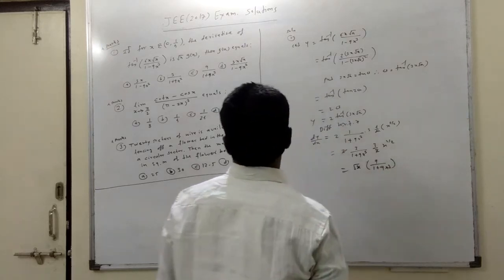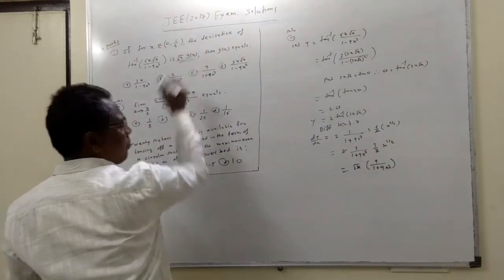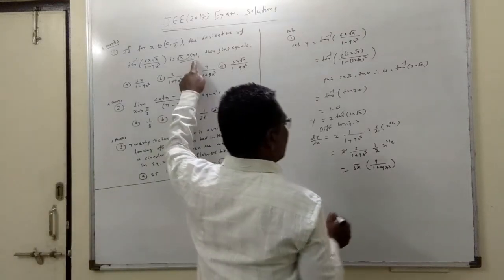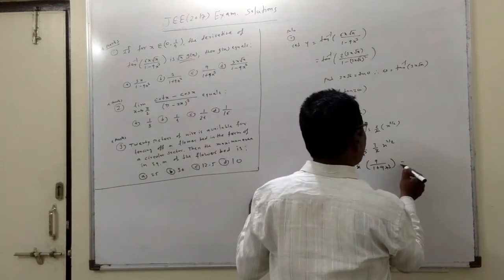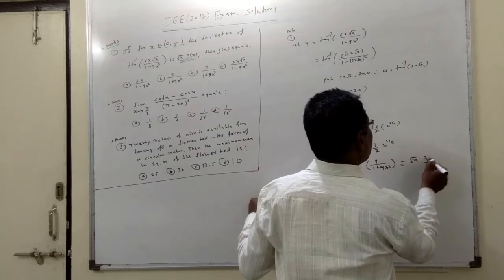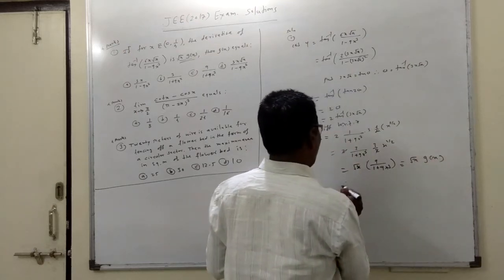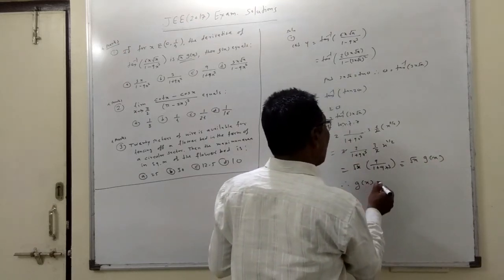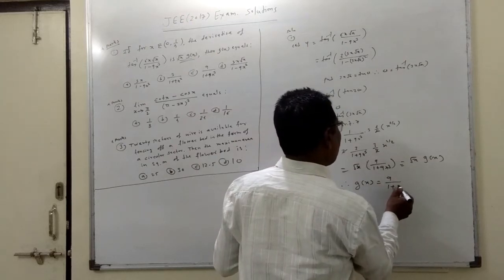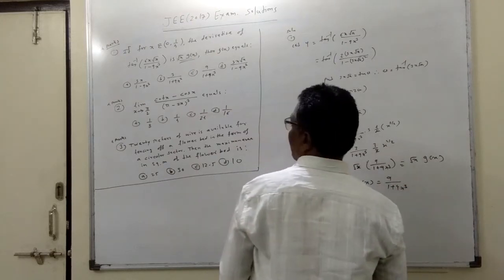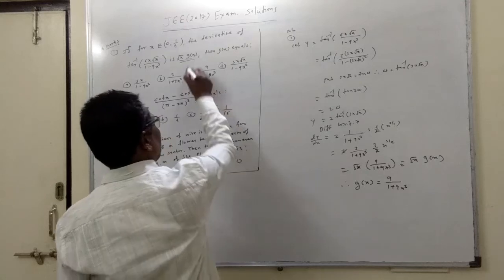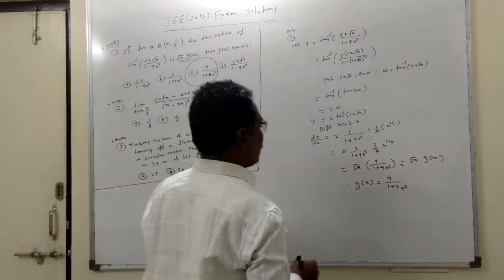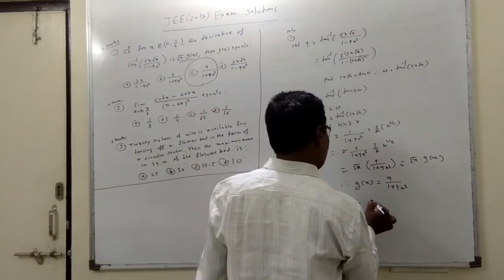Now they have given the derivative in this form: root x g of x. So you compare this with root x g of x. Therefore g of x is equal to 9 upon 1 plus 9x cube. Now this is answer C.